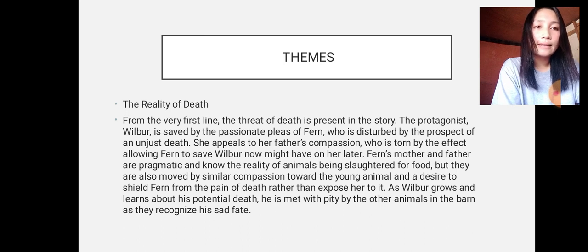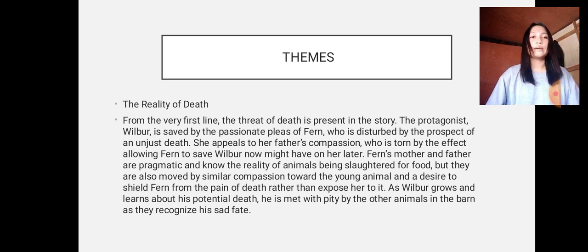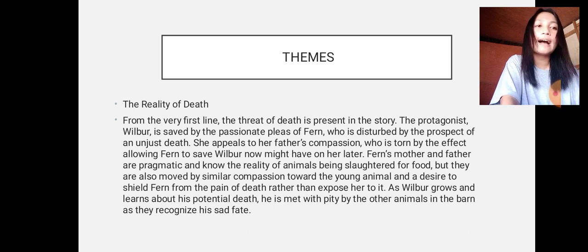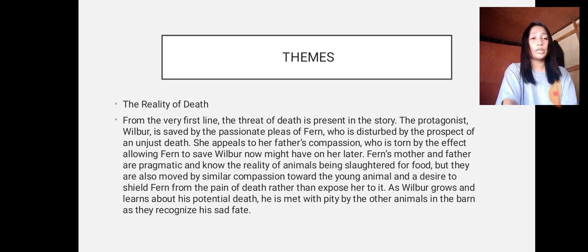From the very first line, the threat of death is present in the story. The protagonist, Wilbur, is saved by the passionate pleas of Fern, who is disturbed by the prospect of an unjust death. She appeals to her father's compassion, who is torn by the effect allowing Fern to save Wilbur now might have on her later. Fern's mother and father are pragmatic and know the reality of animals being slaughtered for food, but they are also moved by similar compassion toward the young animal and a desire to shield Fern from the pain of death rather than expose her to it.